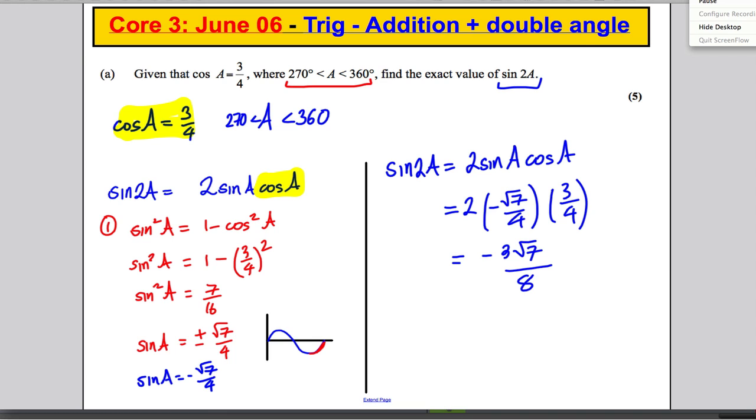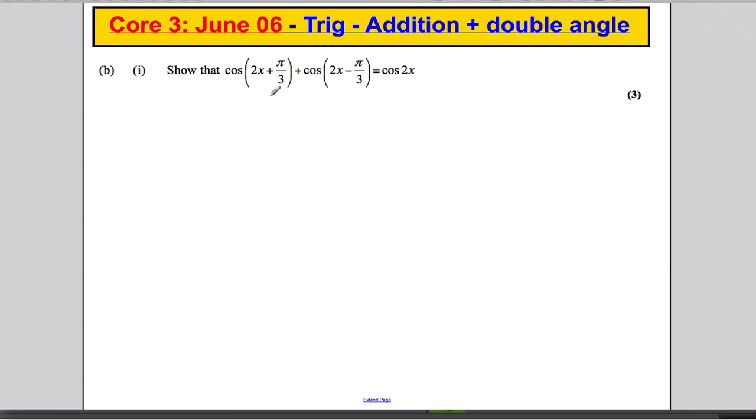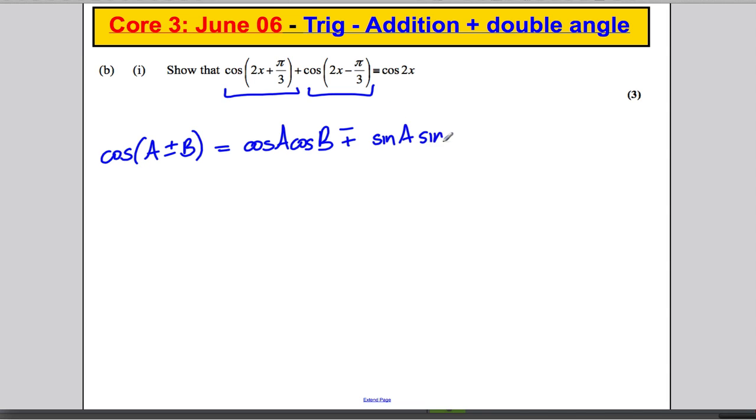And then we're done. Next part, show that the following is equal to cos 2x. This will be a simple application of the addition formulae. Remember the addition formulae for cos? I'll just write it down. It tells us that cos of A plus or minus B is equal to cos A cos B, subtract or plus sine A sine B. So we're going to work this one out, then work this one out, and add them together, and hopefully we get that.